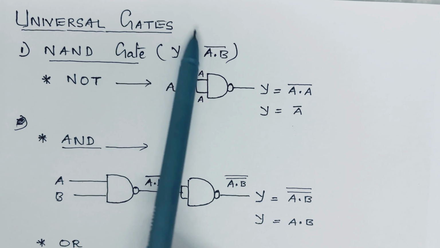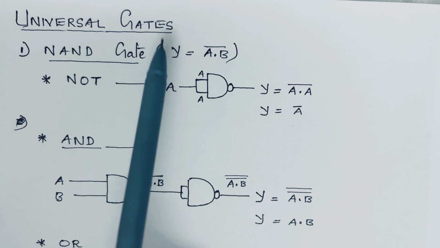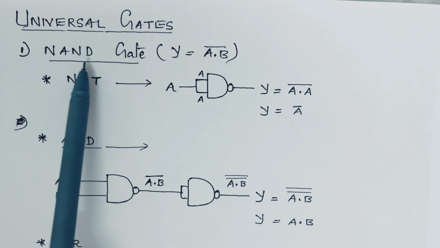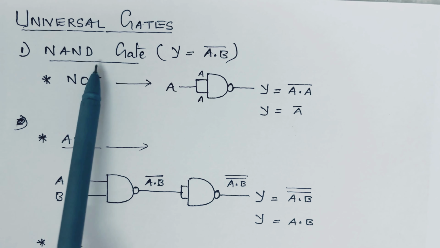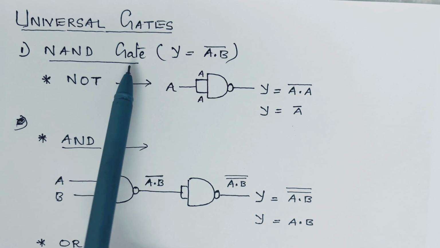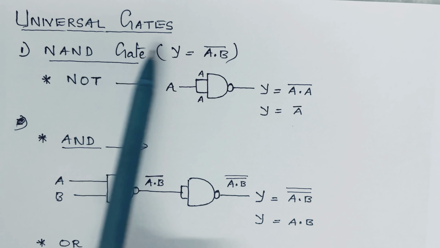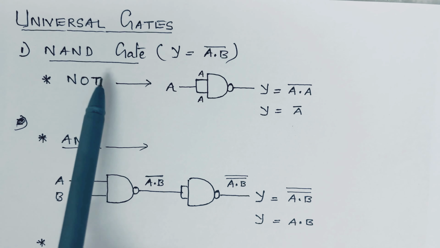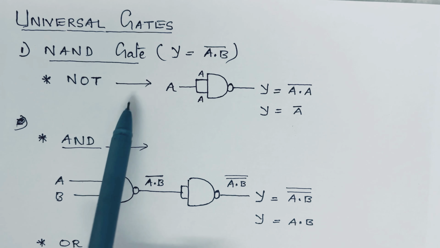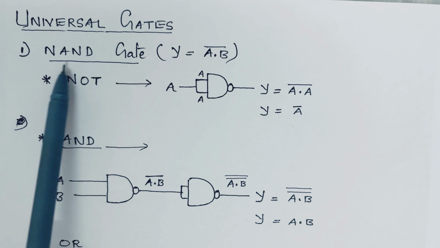In this session, we are going to see the universal gates in detail. The universal gates are NAND and NOR gates. Why are they known as universal gates? Because we can implement any logic function or any other logic gate using only NAND gates or using only NOR gates. Now we are going to see how to implement other logic gates using only NAND gates and only NOR gates. First, we will see the NAND gate.